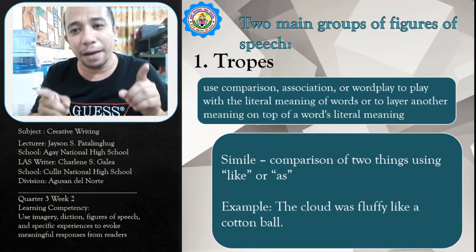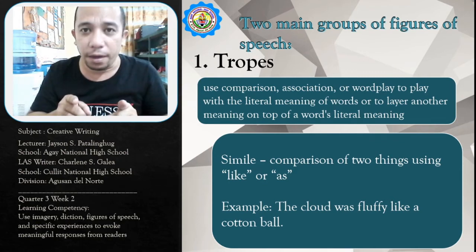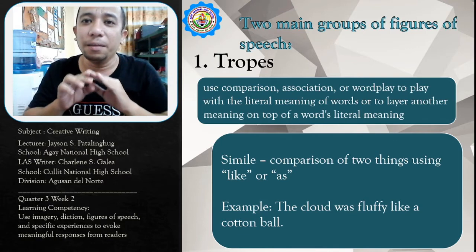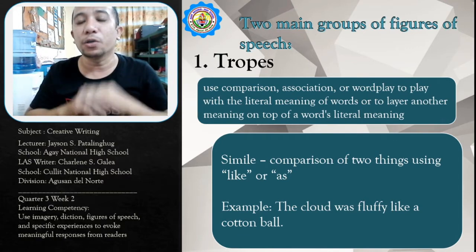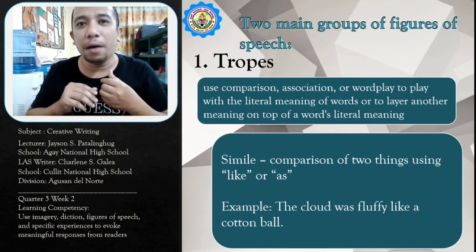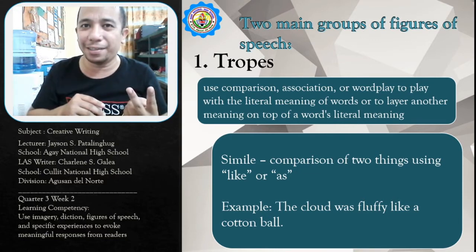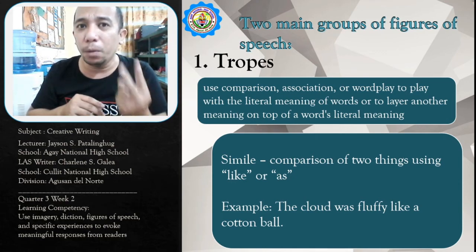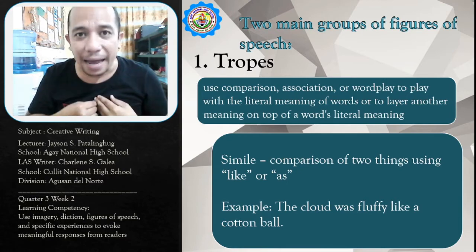Again, there are two objects that are being compared, the cloud and the cotton ball. What is the similarity between these two is that they are both fluffy and they are linked with the word like. That's why it's called simile. Because remember, simile is about comparing two similar objects with the use of like or as.